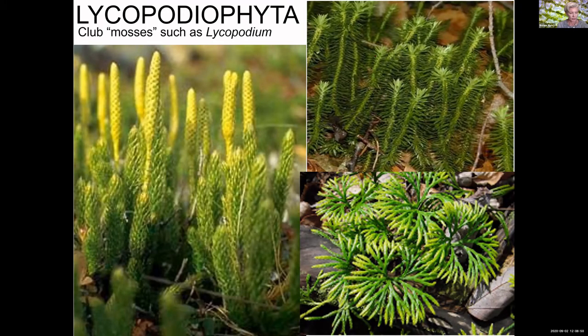Another grouping within the lycopodiophytes are also confusingly called club mosses. Our example is Lycopodium. The Lycopodium kind of looks like tiny little Christmas trees, maybe. And if it has a reproductive structure, it's growing out of the tops, as we can see in this picture.